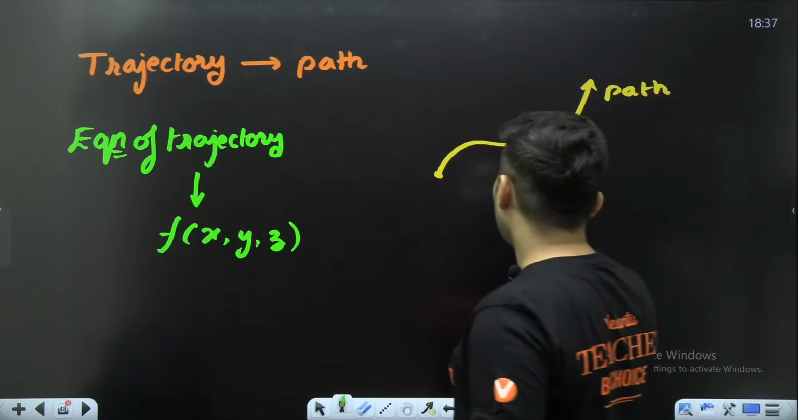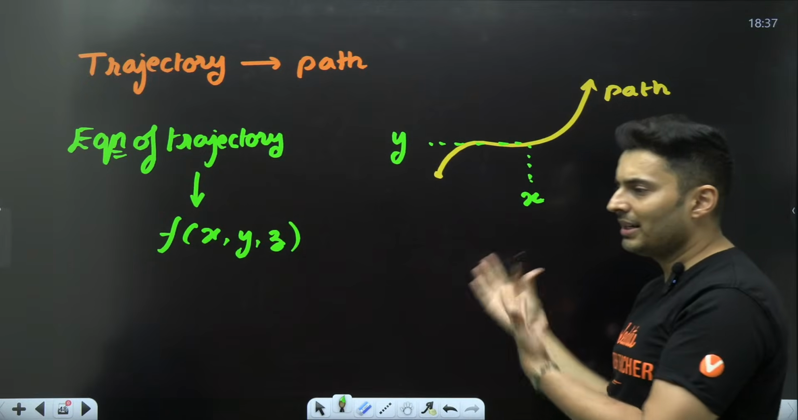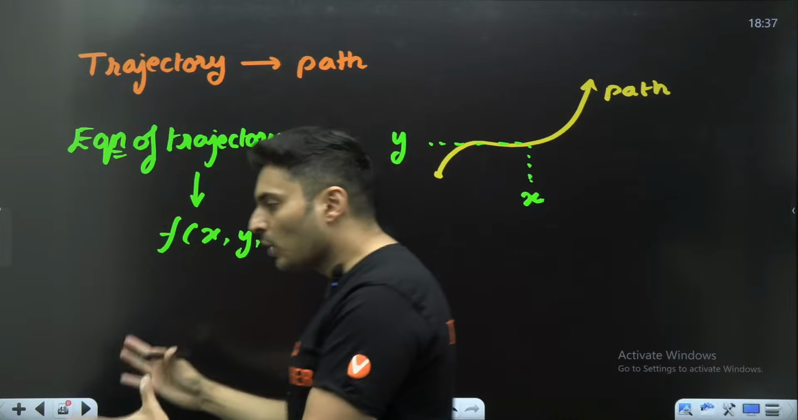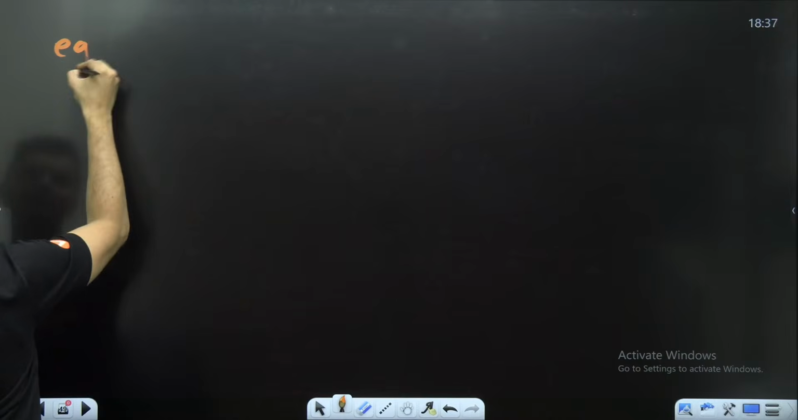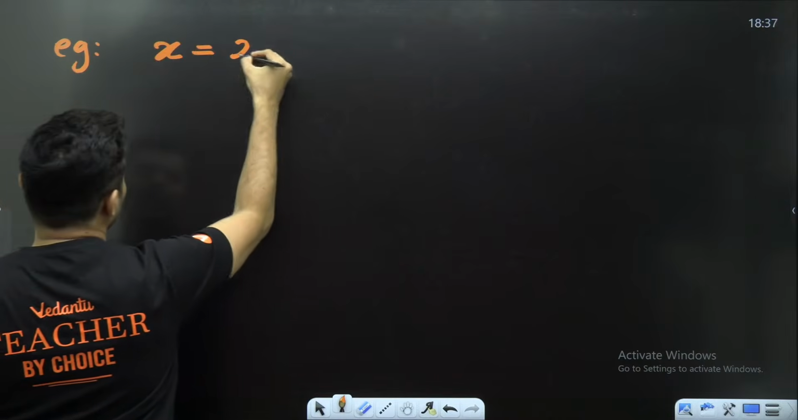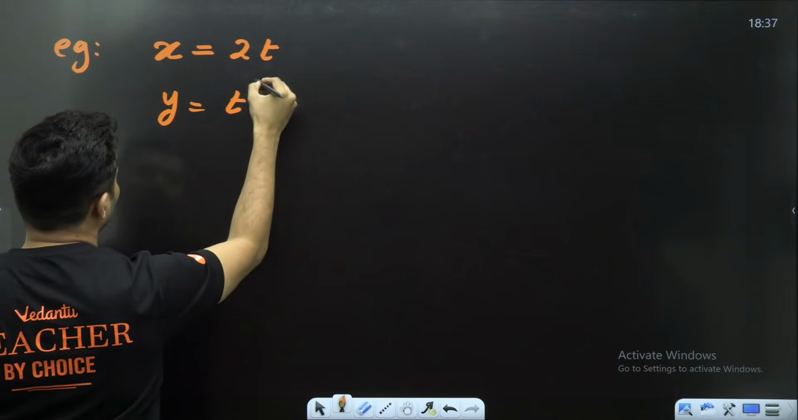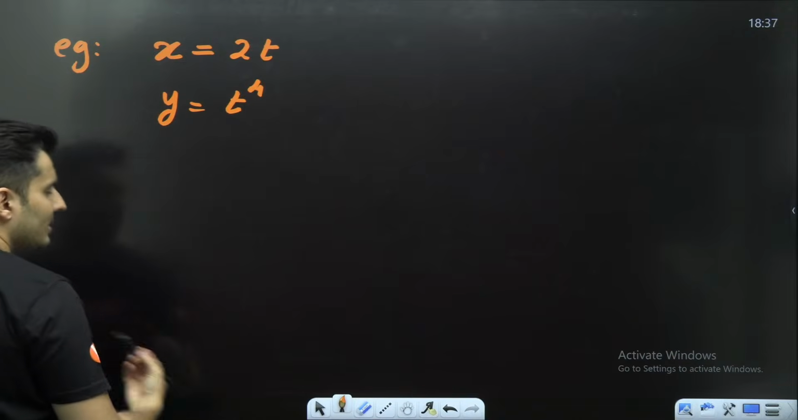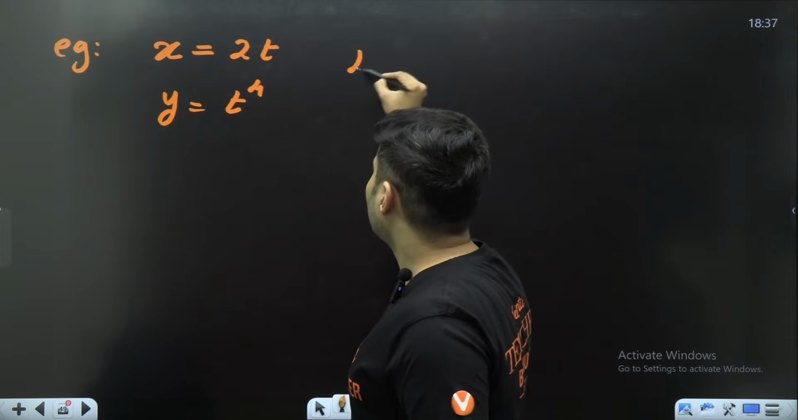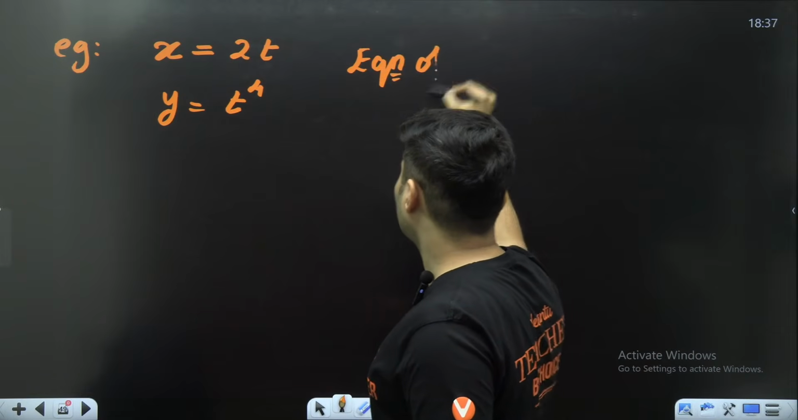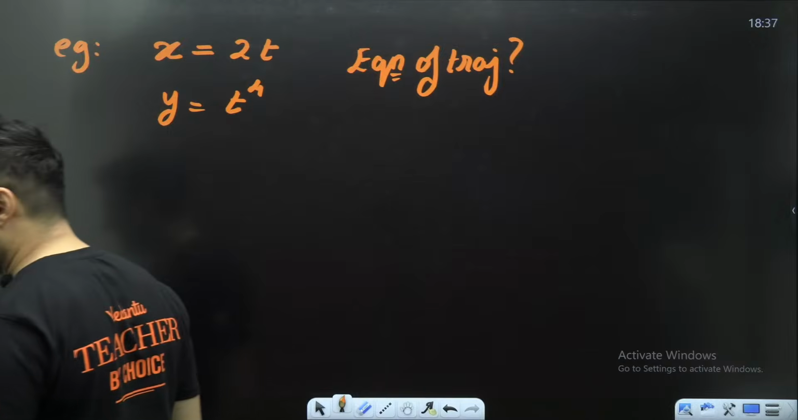So maybe the particle has some x coordinate, some y coordinate. So the y and the x coordinates, or the z coordinates, are related to each other. That equation is called equation of trajectory. For example, I tell you, the x coordinate is 2t and the y coordinate is t raised to 4. Okay, these are the equations of the coordinates. I ask you, what is the equation of trajectory of the particle?